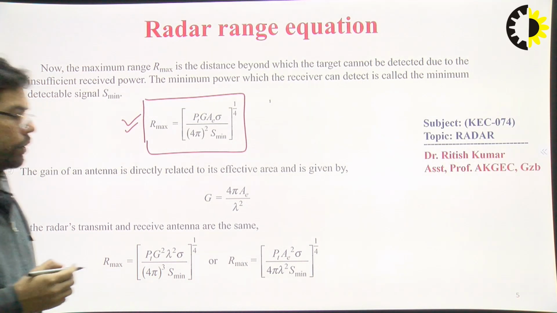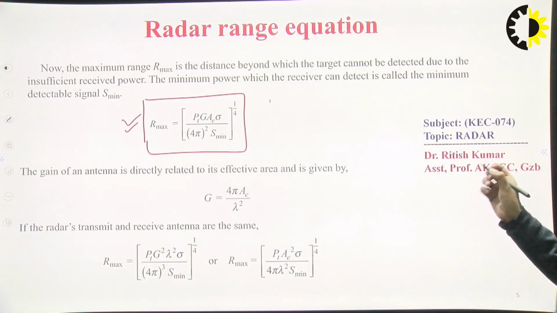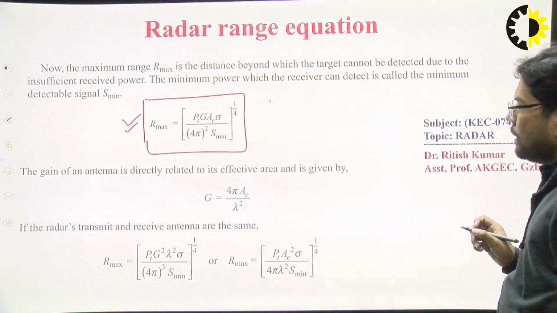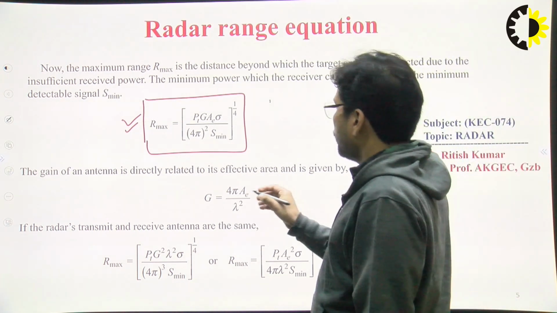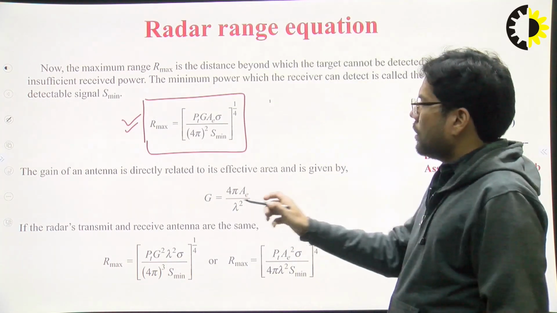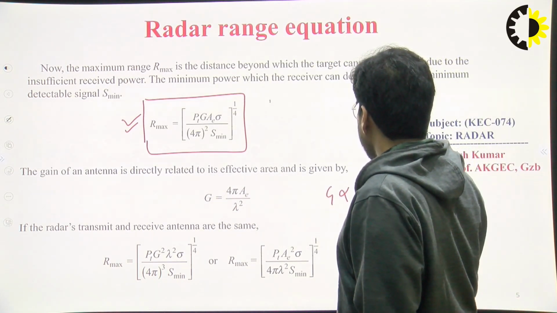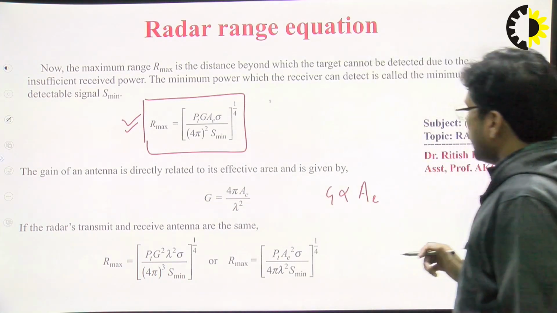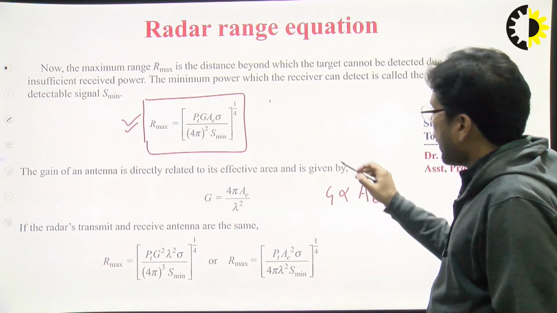As we have already read, the formula for the gain of the antenna is equal to 4 pi upon lambda square into A. As you can clearly observe here, gain is directly proportional to the effective area of the antenna. If the effective area of the antenna is large, then you will get a higher gain.